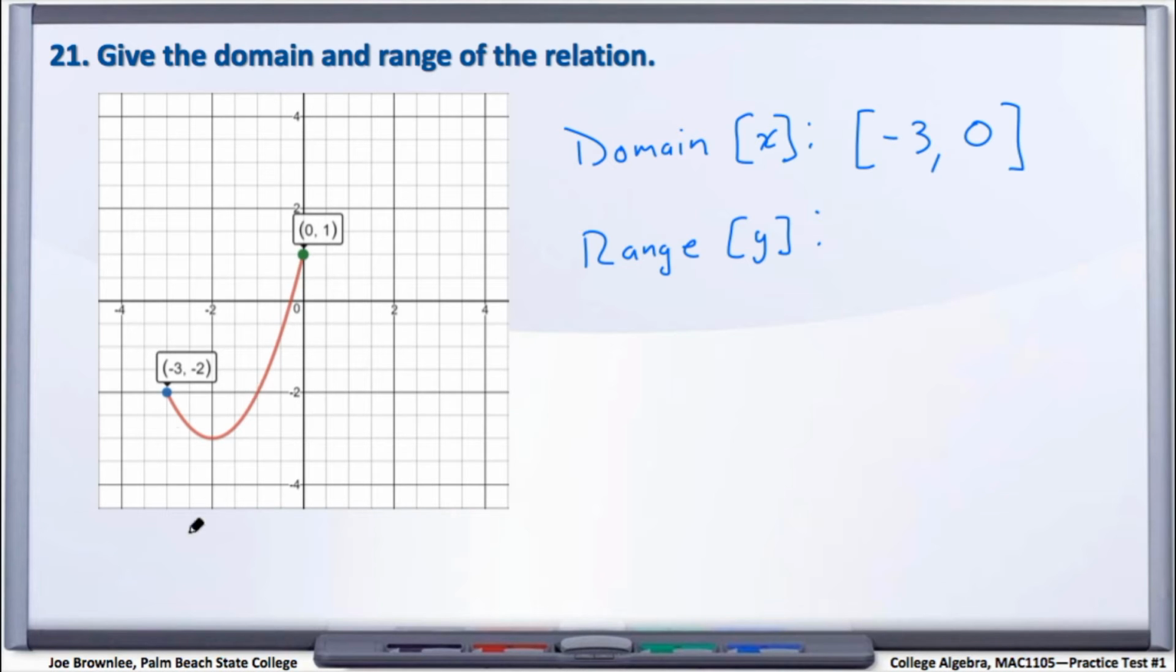And this is also a function, right? It passes the vertical line test. So if we look at our function here, we can clearly see that the largest y value that this graph will ever have looks right here. And if we draw a horizontal line now, we can see that the largest y value is 1, isn't it? And similarly, if we want to draw a horizontal line through the smallest y value, well, it looks like that's right here, doesn't it?